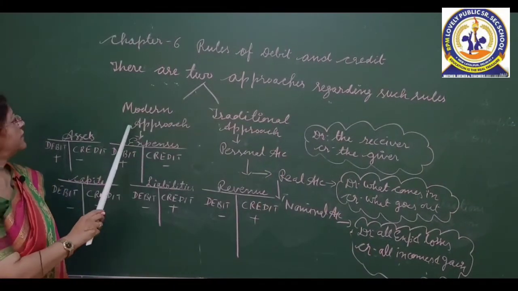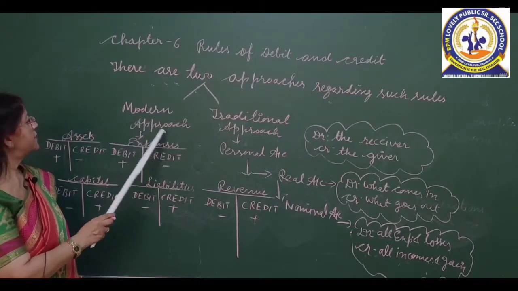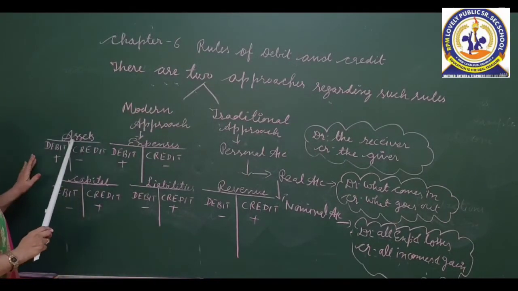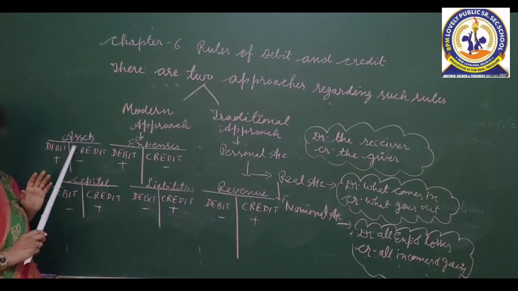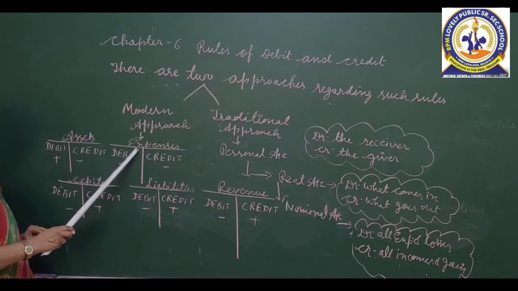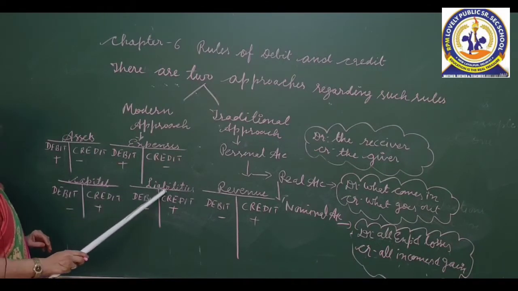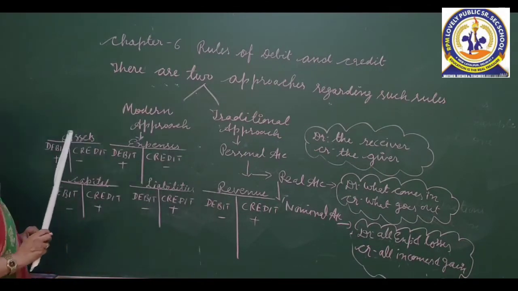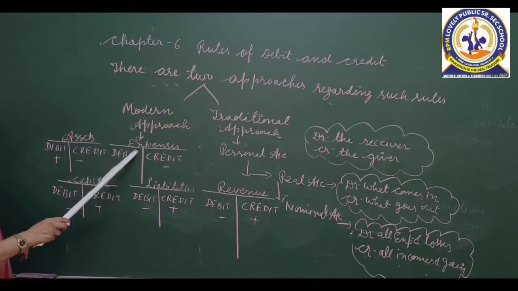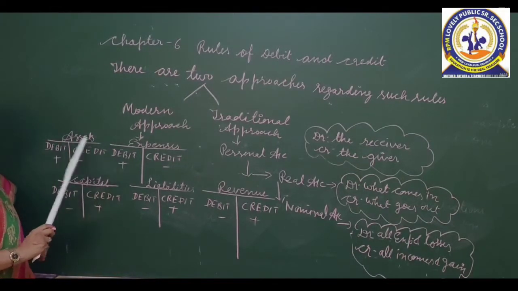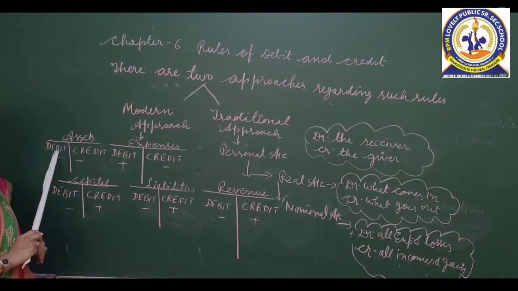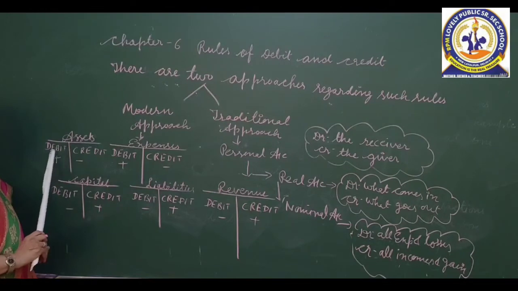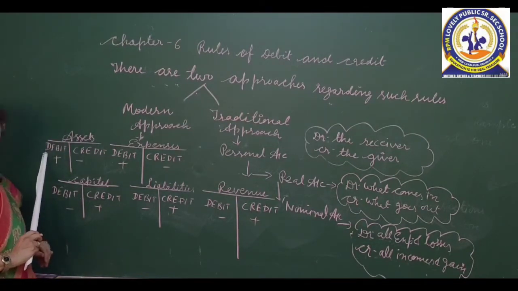Okay children, we are going to revise modern approach. According to modern approach, accounts are divided in 5 groups: assets, expenses, capital, liabilities and revenue. All assets and expenses have debit balance. Balance means increase will be shown in debit side. In assets and expenses, if there is increase, that will be shown in debit side. Debit side means left hand side.